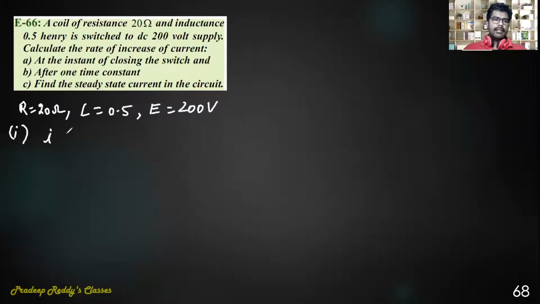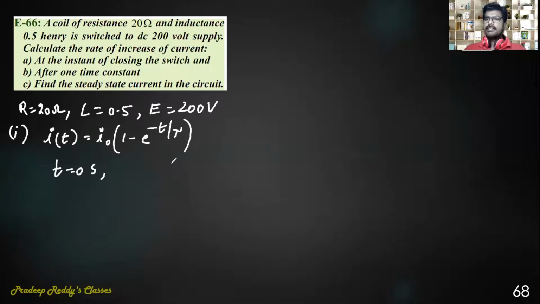you can write I of t is equal to I naught into 1 minus e power minus t by tau, right? When the switch is being closed, t is equal to 0 second. At the instant the switch is being closed, it means at starting time, that is t is equal to 0, you can substitute that here.